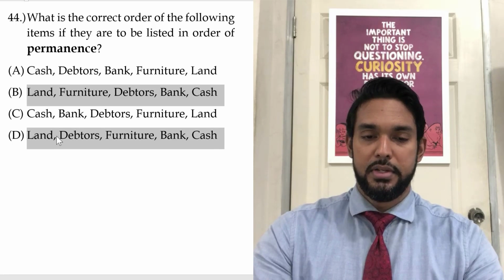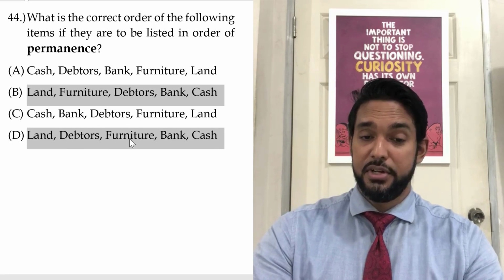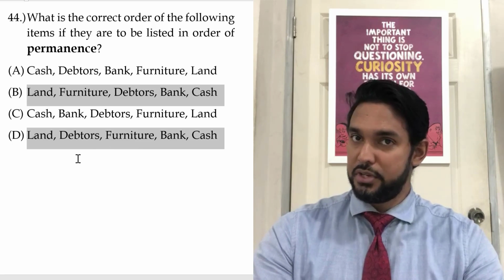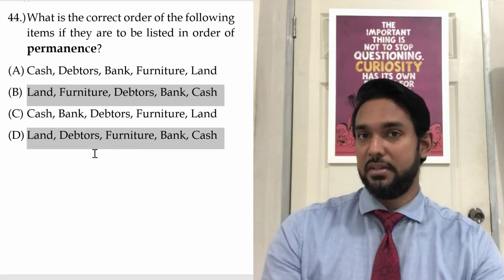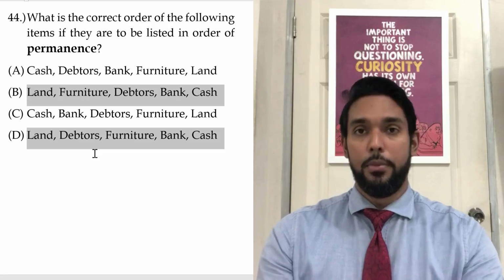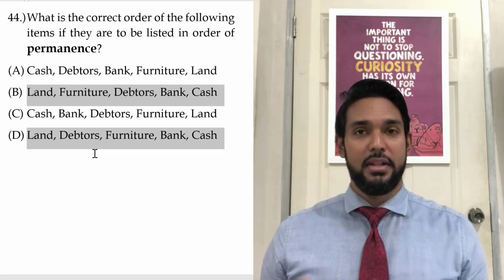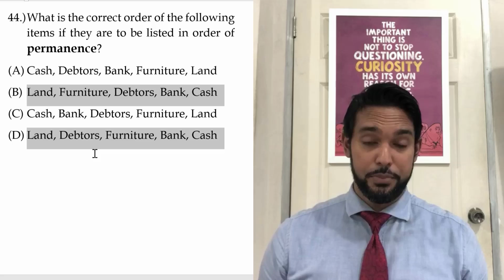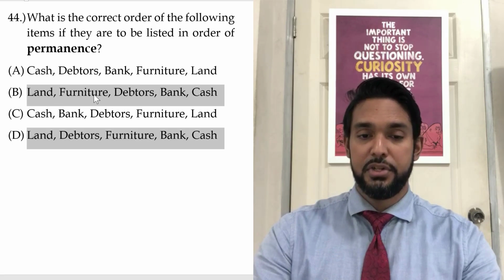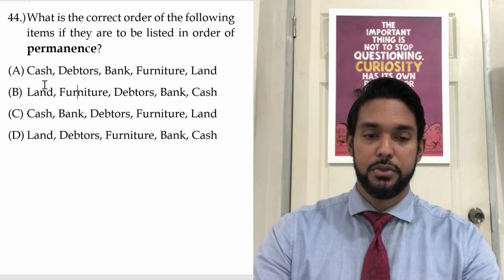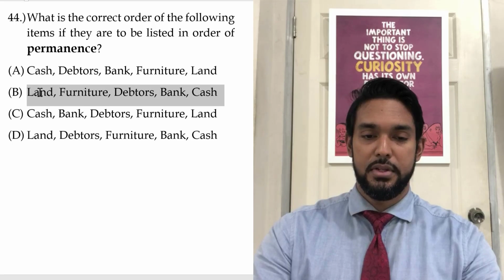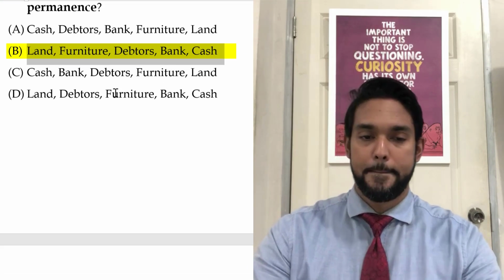Right, so in D we see land, then debtors, and furniture. Most times it takes longer to sell the furniture than it does to collect debtors. Or put the other way, you can probably collect your debtors quicker than you can sell the furniture. So land and furniture, debtors, bank, cash. Right, so option B is the best option here.